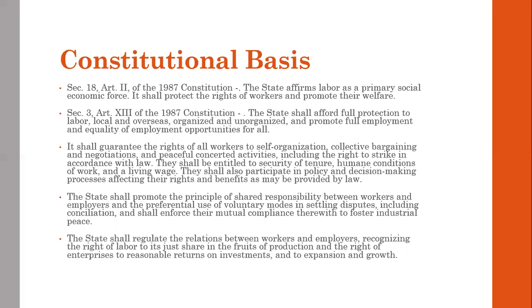So, kasi if we afford full protection to labor, then we can attain social justice. So these are actually means or methods for the state in order to attain social justice. Ayan. The Constitution also guarantees the rights of all workers to self-organization, collective bargaining and negotiations, and peaceful concerted activities, including the right to strike in accordance with law. Itong security of tenure, humane conditions of work and a living wage, and participation in policy and decision-making processes affecting their rights and benefits as may be provided by law.